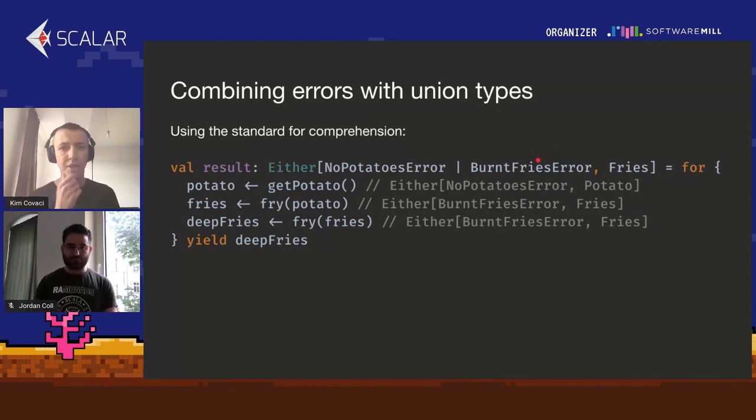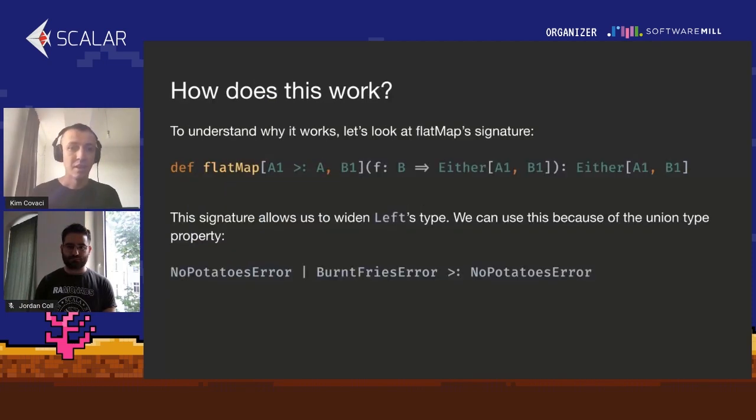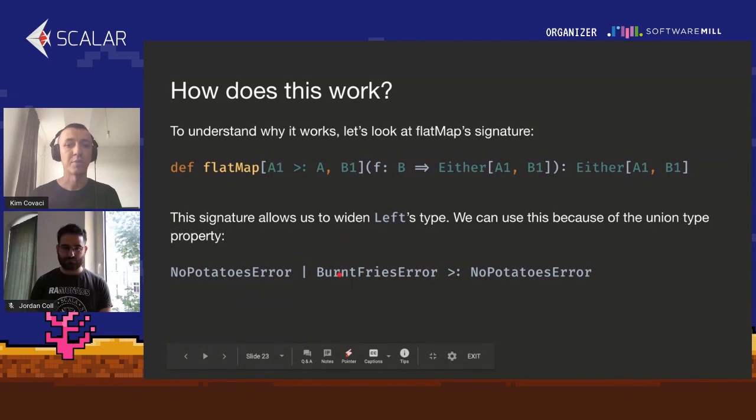But you might wonder, how does it actually work? Because Either comes from the Scala 2 standard library, and it actually doesn't know anything about Dotty union types, but it still compiles. Well, the answer lies in this flatMap signature of Either that powers the for comprehension. As you can see here, we have this type parameter that allows us to extend our error A. And of course, this can be applied to union types because union types are always supertypes of their components.